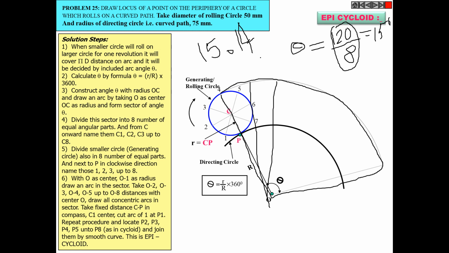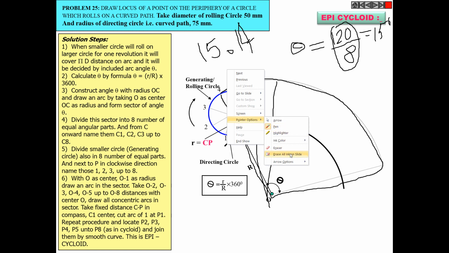Can you use a protractor to divide this sector into 8 equal parts? If it is an integer value, like 15 degrees, 16 degrees, 20 degrees, 25 degrees, with the protractor I can easily do it. But if the value is in decimal, like 15.1 degrees, 20.4 degrees, 20.64 degrees, can you use a protractor to divide your sector into equal parts? No, sir, I cannot do it.